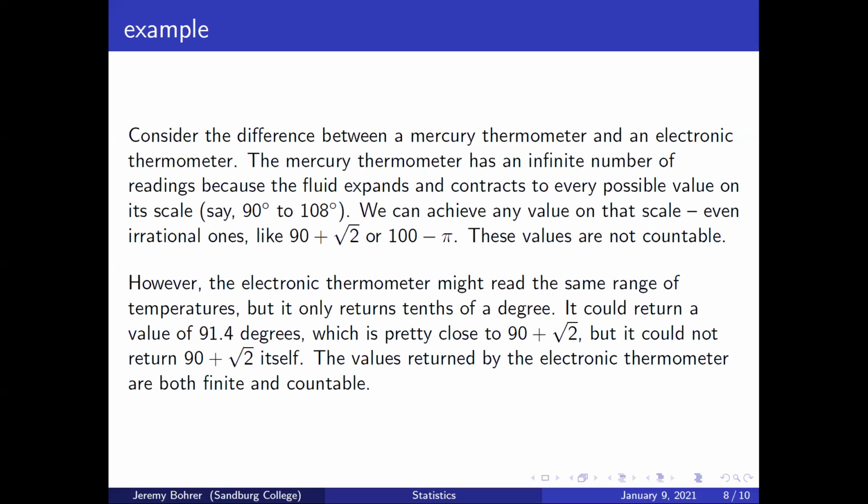However, the electronic thermometer might read the same range of temperatures, but it only returns tenths of a degree. It could return a value of 91.4 degrees, which is pretty close to 90 plus the square root of 2, but it could not return 90 plus the square root of 2 itself. The values returned by the electronic thermometer are both finite and countable.